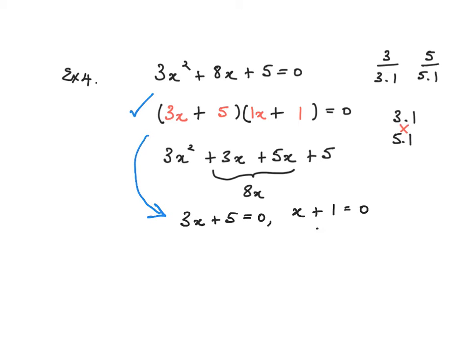This one's nice and easy to solve. This one's a bit more problematic. So subtract 5, that gives us 3x equals minus 5, and then divide by 3. And there we have it.